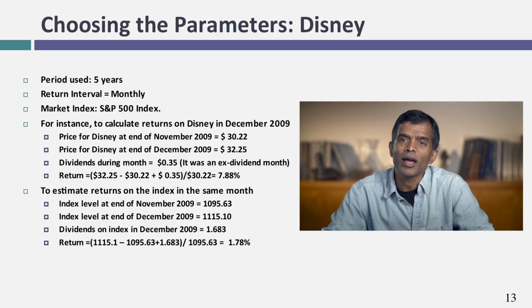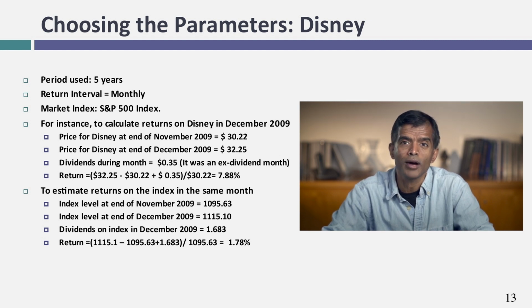I decided to go back 5 years. I used monthly returns. And in fact, those are often my defaults. I like betas that I get from 5-year monthly returns. I'll use 2-year weekly if I don't have much of a choice. I use the S&P 500 as my index. It might be only 500 stocks, but it's the 500 largest market cap stocks. And then I computed returns for Disney every month for my 60 months.